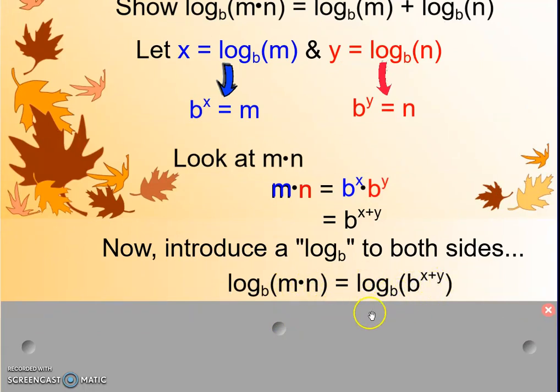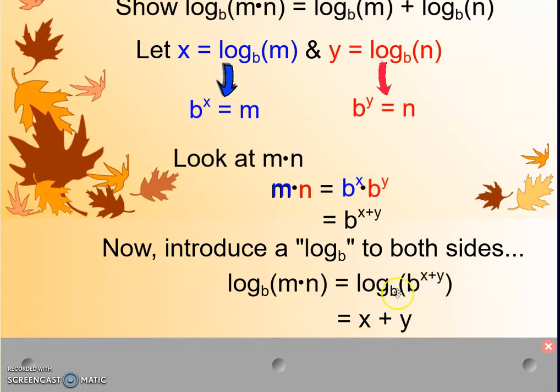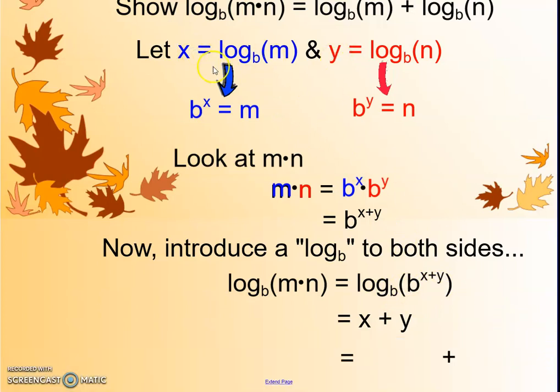So log base b of the left side equals log base b of the right side. And look at the right side over here. Isn't that just x plus y? And up here, we know what x is, and we know what y is. And when I make these substitutions, when I replace x with log base b of m, and I replace y up here with log base b of n, that's what I get. And that's the proof of one of these logarithmic properties. And you'll notice the proofs involve us coming back to exponents. Because what are logarithms? They're exponents.